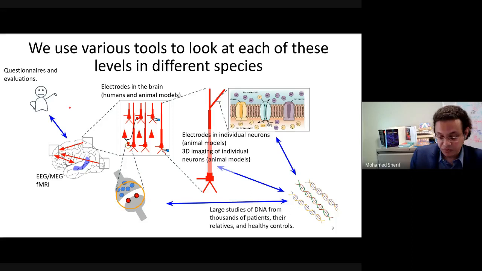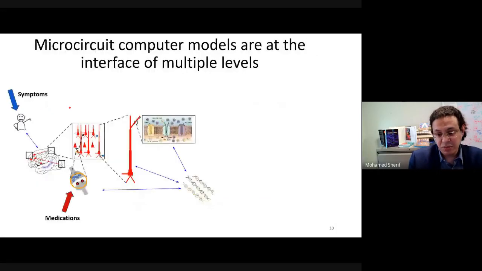We can do very large studies of DNA, for example GWAS studies, or genome-wide association studies, having thousands of patients and their relatives and healthy controls to find the regions within the DNA that might be correlated with increased risk for a particular illness. And so the way I see it, the microcircuit models are at this interface between the different levels, going from the molecular level where our medications work to the symptom level at the behavioral level. This is why we mainly focus on the microcircuit model, at least in my lab and in our research.